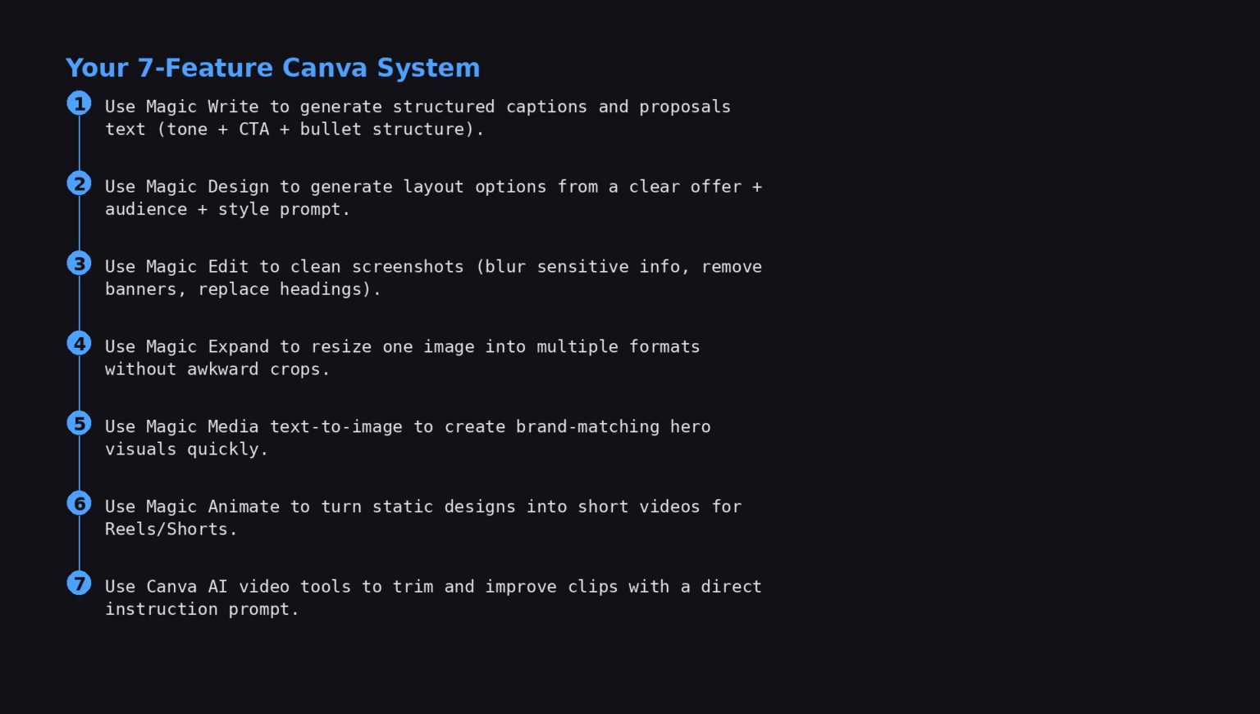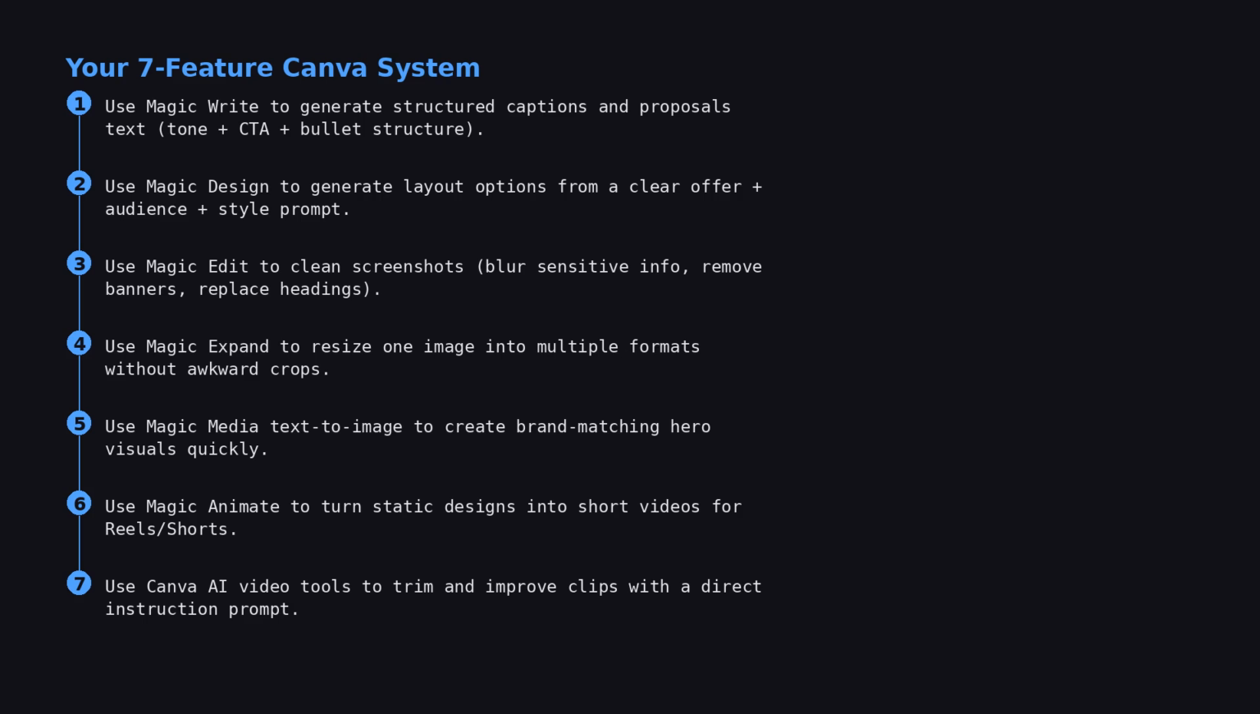All right, quick recap, so you can actually use this tomorrow, not someday. Here's your 7-feature Canva Magic Studio system. First, Magic Write. Use it to generate structured text, captions, headlines, and client messages. Prompt it with tone plus audience plus CTA so you get something usable on the first try. Second, Magic Design. Don't scroll templates for an hour. Describe the offer, audience, style, and what sections you need. Then pick the best layout and customize.